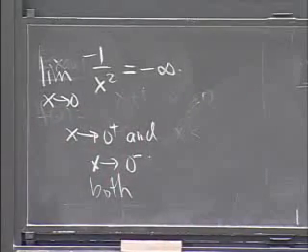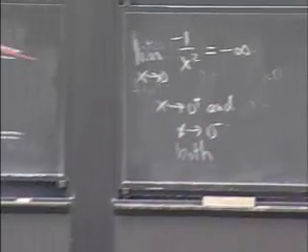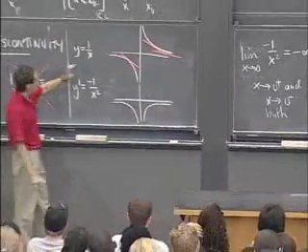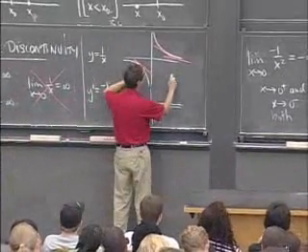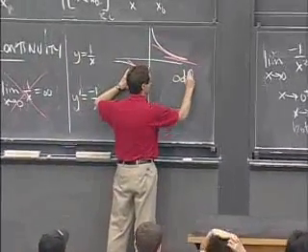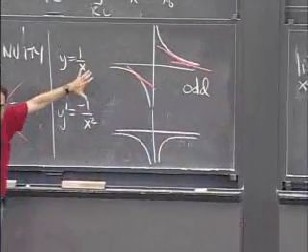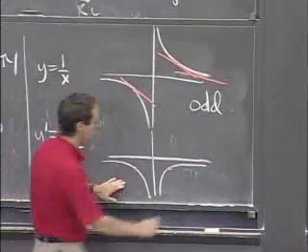And finally, let me just make one last comment about these two graphs. This function here is an odd function. And when you take the derivative of an odd function, you always get an even function.